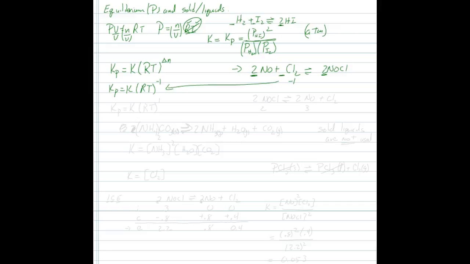If you reverse that, equilibrium with 2NO plus Cl2, now you're making more gases. So this is a total of 3, and this is 2. So you are adding 1 more mole. So in that case, Kp would equal K RT to the +1. And that's how you convert from K to Kp.